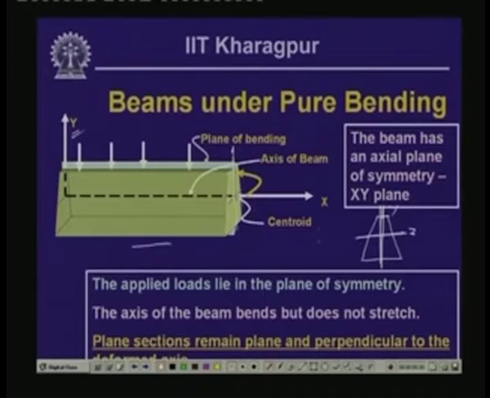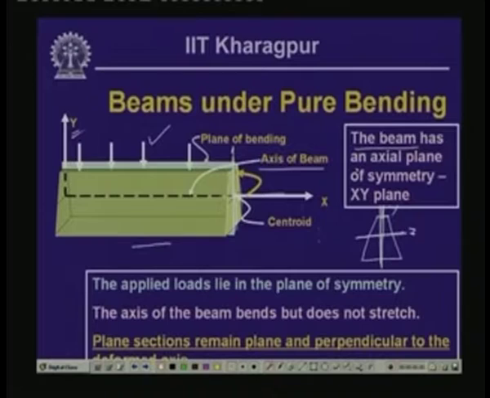Now, this is the centroid of this particular section, and the axis which we draw along the centroid, we call the axis of the beam. Also, if we pass a plane through the y axis, along this plane the load acts, and the bending in the beam is also in this vertical plane. So, here we assume that the section is symmetrical with respect to this vertical plane, the plane of bending, and in this plane the load acts. So, we say generally that the beam has an axial plane of symmetry, which is the xy plane in this case. That means the section is symmetrical with respect to this plane. Also, the applied loads lie in the plane of symmetry. This is what we assume here.